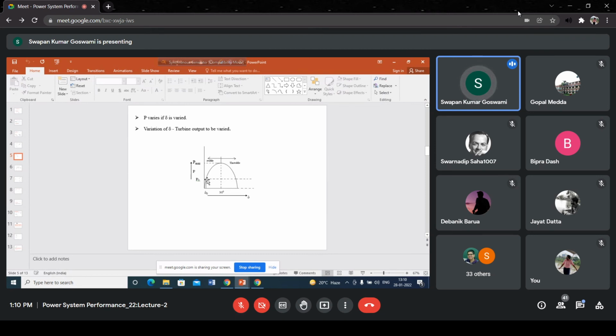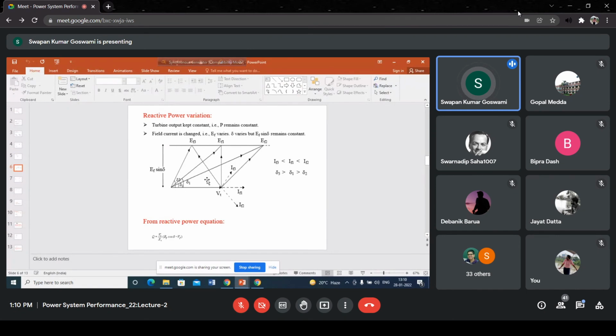So before that, let me discuss the control of reactive power. We shall be assuming that reactive power has to be controlled by keeping the active power output constant. The turbine output is kept constant because if you change the turbine output, then active power will change. So we should assume that we are not changing the turbine output. That means steam valve opening is kept constant. Okay, so P remains constant.